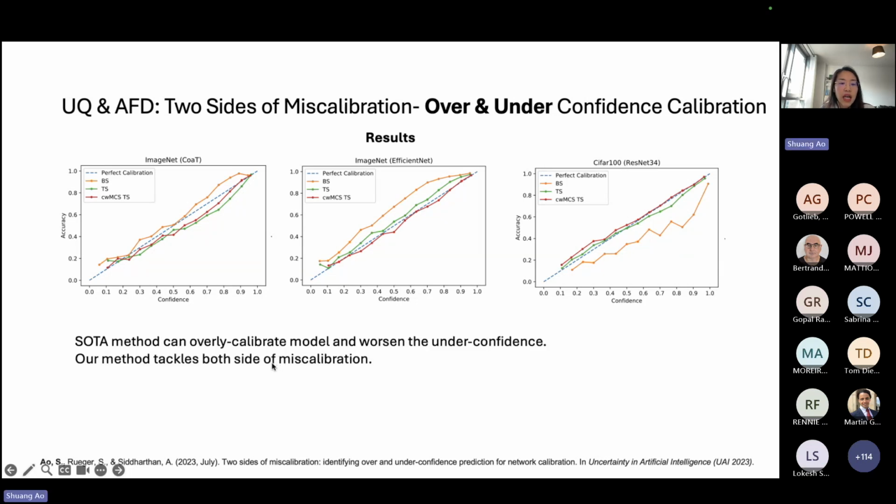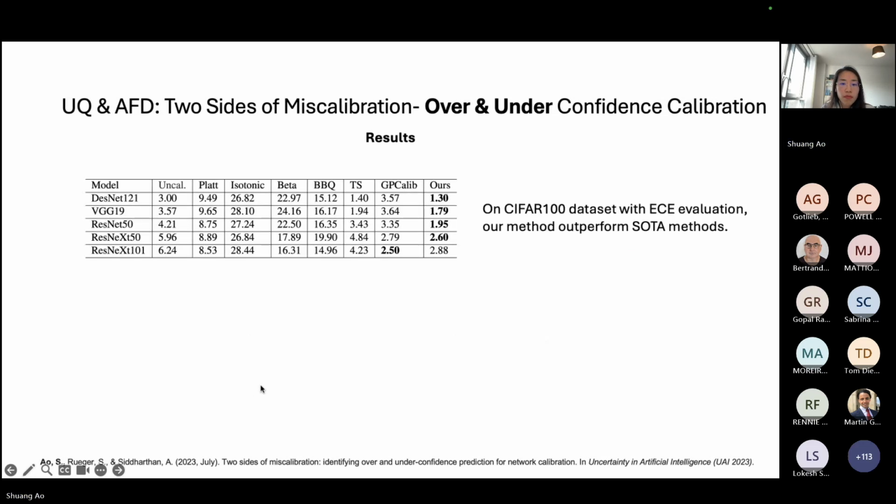So it means that the state-of-the-art methods, like temperature scaling, can sometimes over-calibrate the model, making the underconfidence level worse. So our method can tackle both of the situations in this way. And we also compare our method with more different methods, as listed here, on the ImageNet dataset.